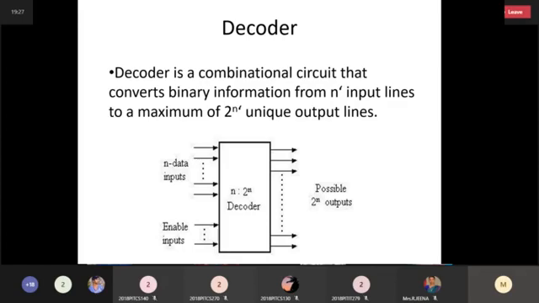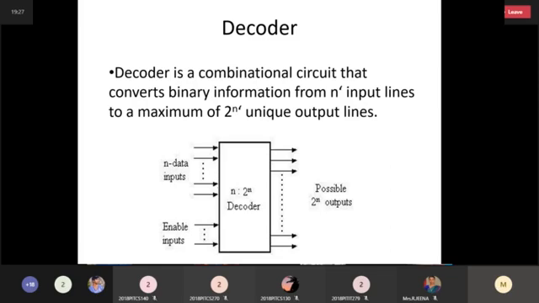First, what is meant by a decoder? A decoder is a combinational circuit. We have already seen combinational circuits, right? What combinational circuits have we seen? Half adder, half subtractor, full adder, right? This decoder is also a combinational circuit.